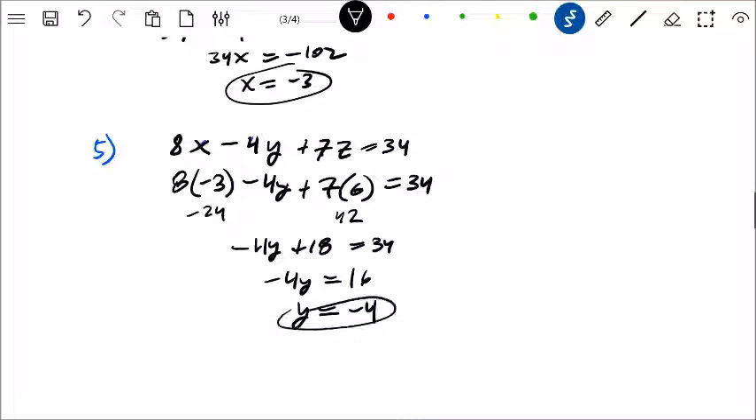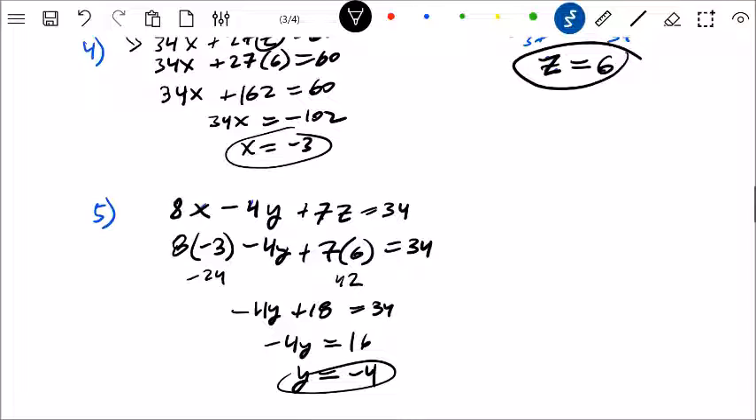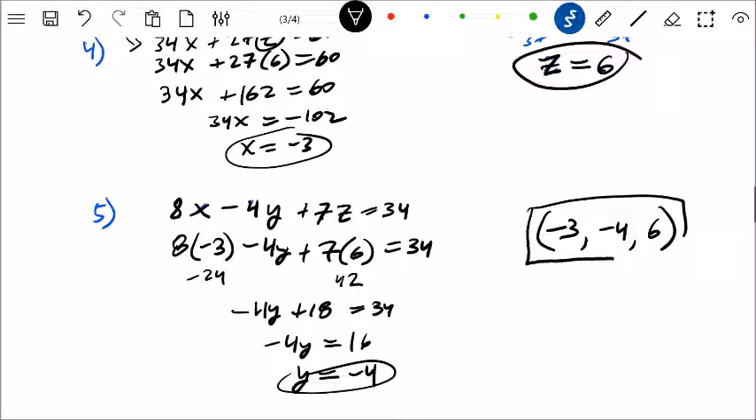So now I have my 3 answers. So I put the x term first, then the y term, and then the z term. And it has to be in numerical order when we do coordinate points for a plane.